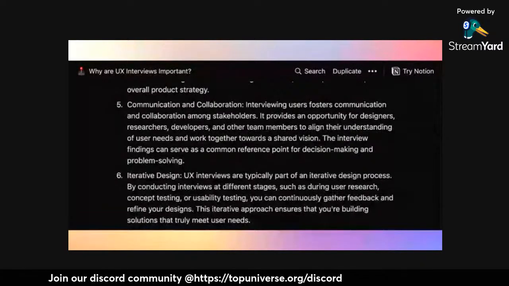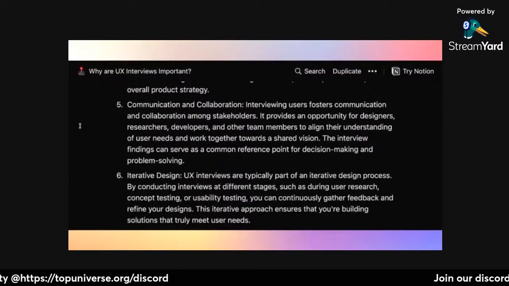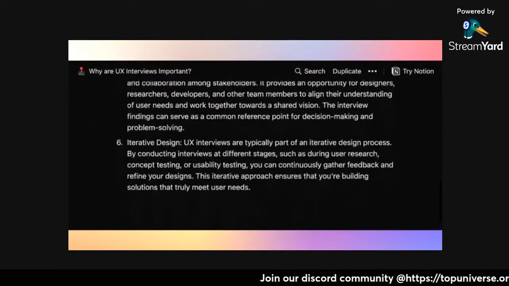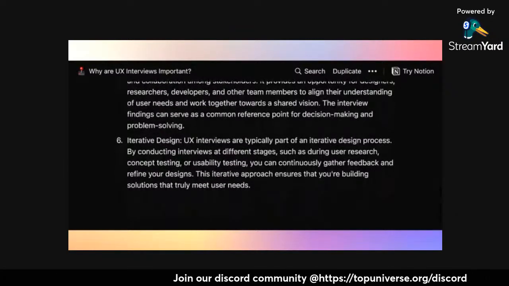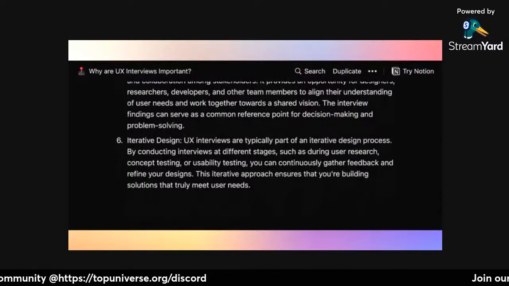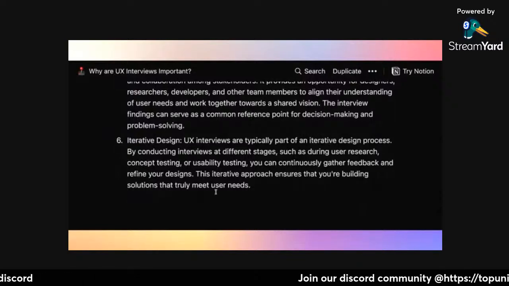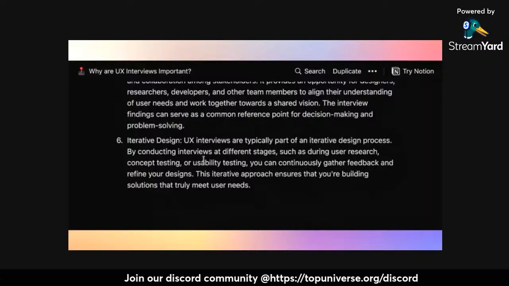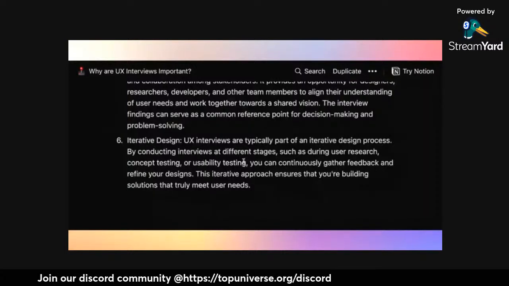And finally, iterative design. Now, iterative design, of course, the point is when you work on a design, you don't expect that to be a final implementation at first. Of course, you would always go back and forth, conduct testing, right? Acceptance testing, you see, I have different levels of testing here. So user research, concept testing, usability testing. We also have something called acceptance testing.